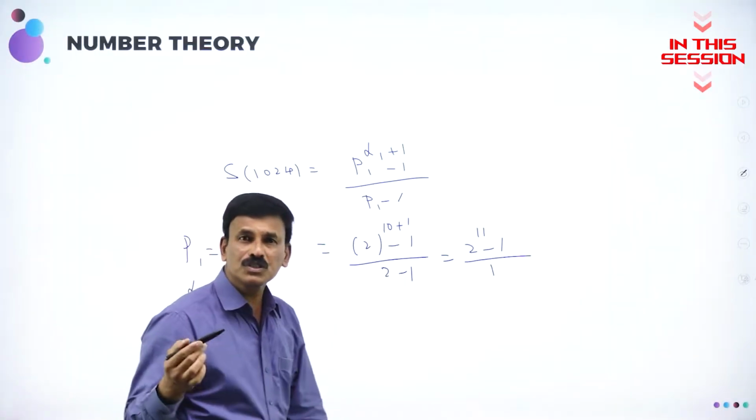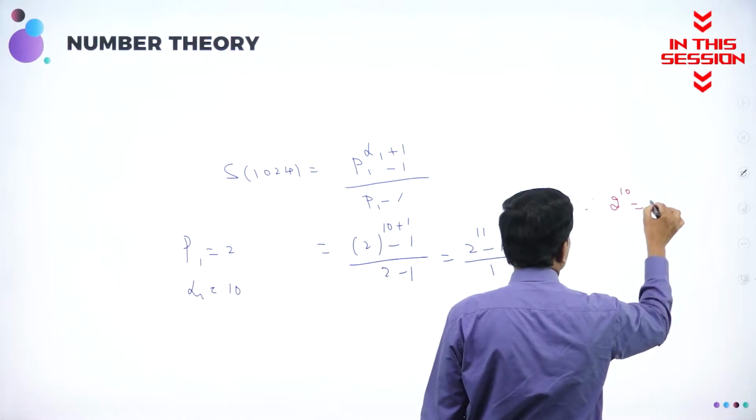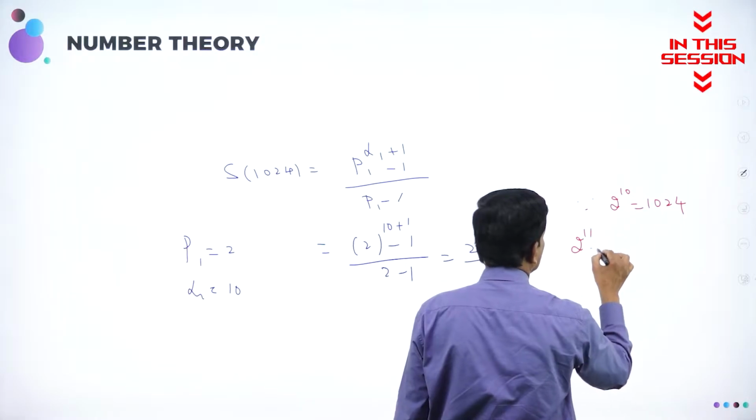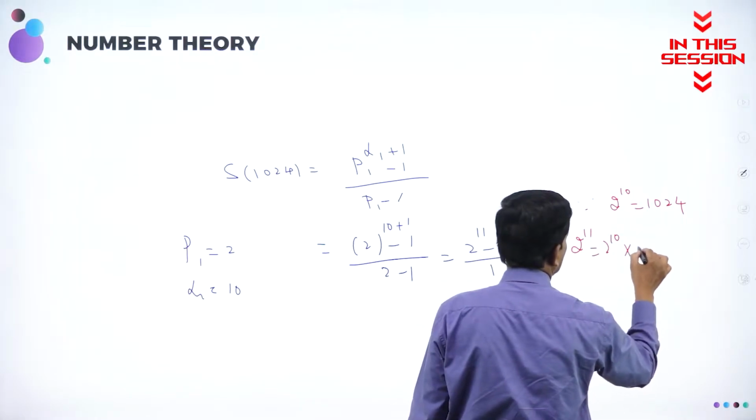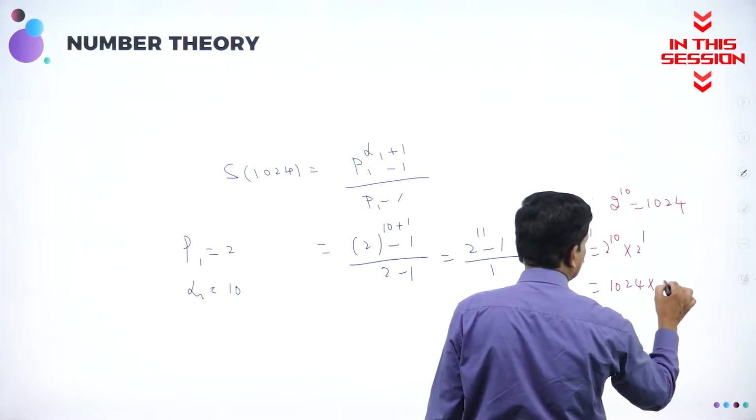What is the value of 2 to the power of 11? Since you know the value of 2 to the power of 10, 2 power 10 is 1024. 2 to the power of 11 can be written as 2 to the power of 10 into 2 to the power of 1. That is 1024 into 2.